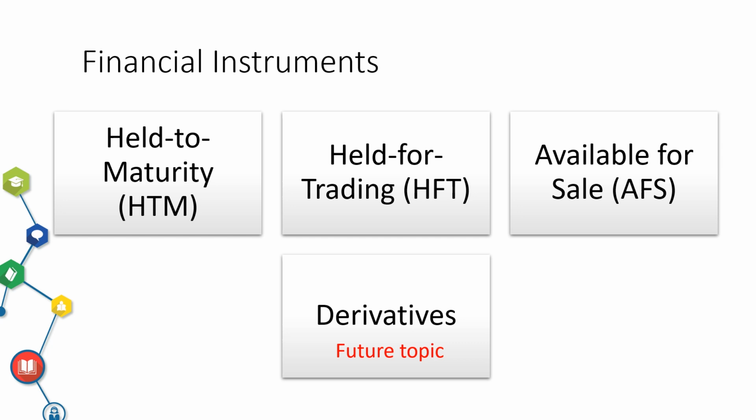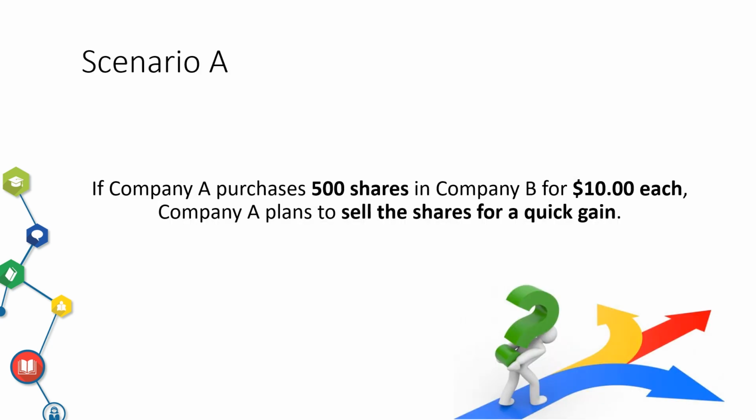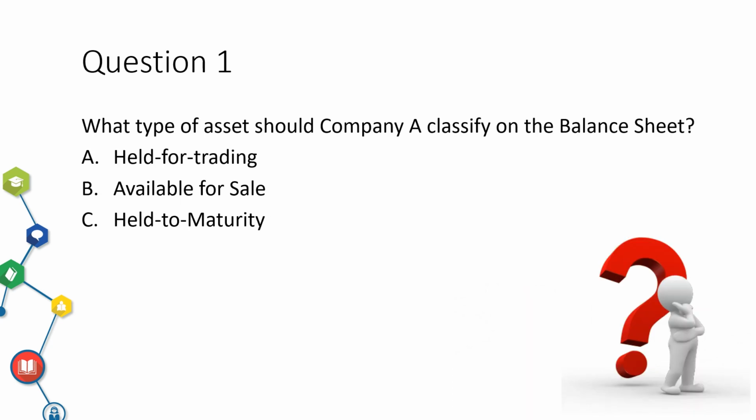For each financial instrument, we will take one scenario for learning. In each scenario, we will answer 3 questions. We start with scenario A. If Company A purchases 500 shares in Company B for $10 each, Company A plans to sell the shares for a quick gain. It means Company A will sell the shares for profit or loss in the short term, most likely within 12 months. First question, what type of assets should Company A classify on the balance sheet?